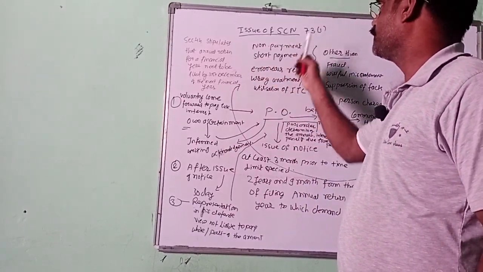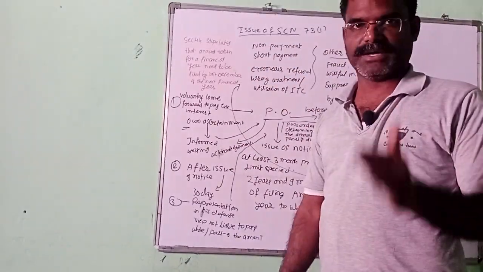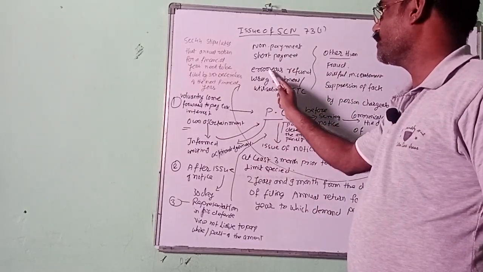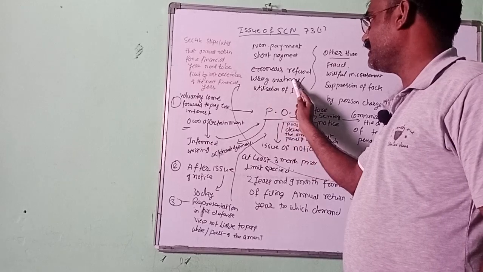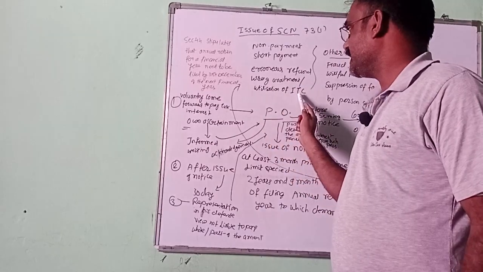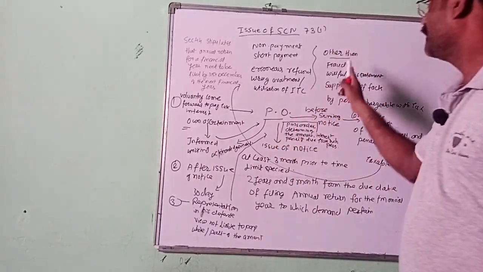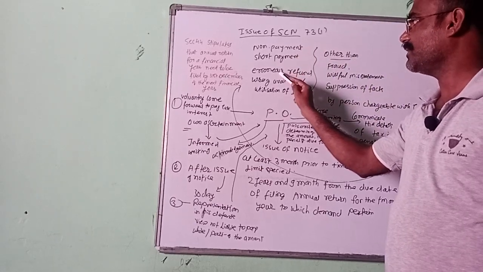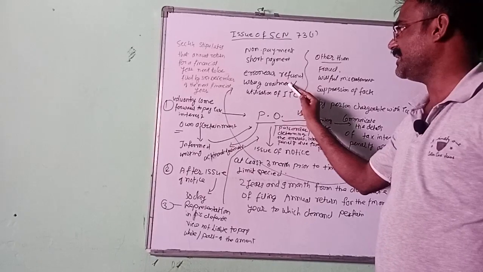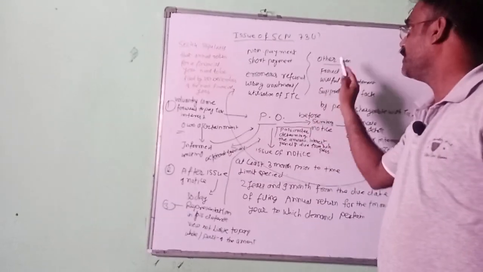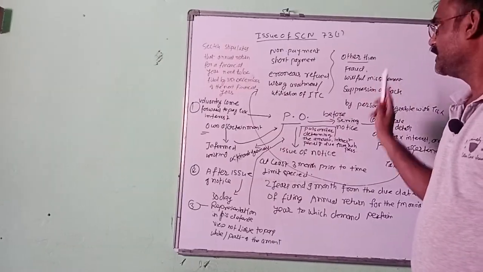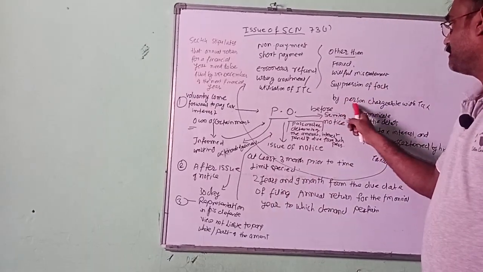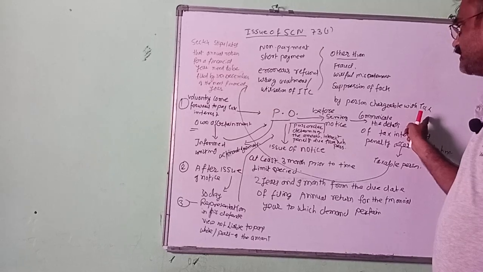Issue of show cause notice under section 73(1). Okay, non-payment, short payment, erroneous refund, wrong availment or utilization of ITC. In this case, a person other than non-payment, short payment, erroneous refund, wrongly availment or utilization of ITC, other than fraud, willful misstatement, suppression of facts by a person chargeable with tax.